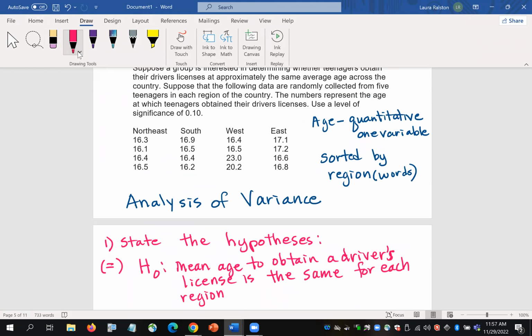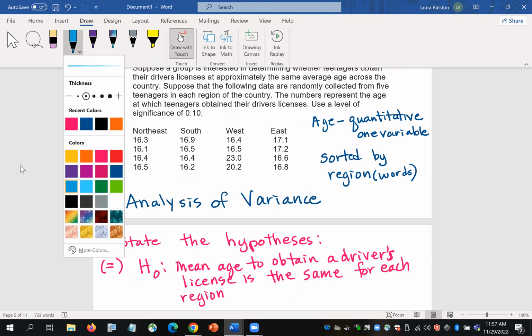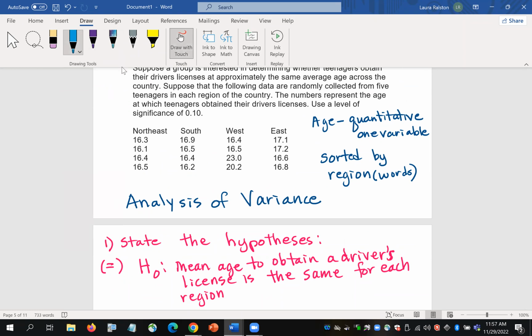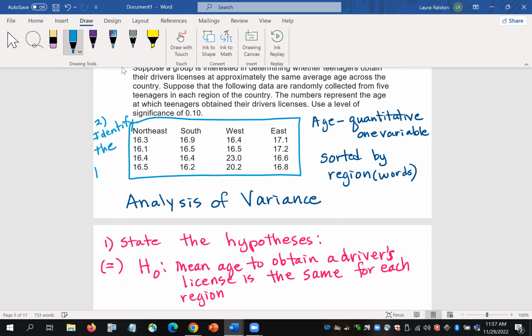Step 2, as we noted just a few minutes ago, is to identify the players, and our players is this table of information. So step 2 is where you identify the information. The information for the Anova is given in this table form. The other piece we need is our level of significance, which we're told in the last sentence to use a level of significance of 0.10.